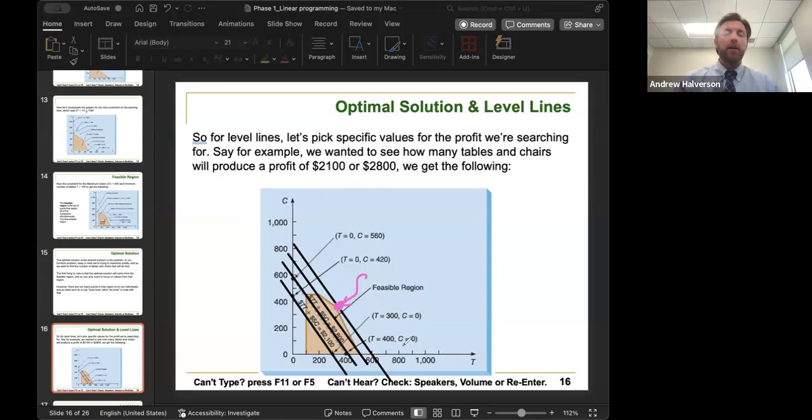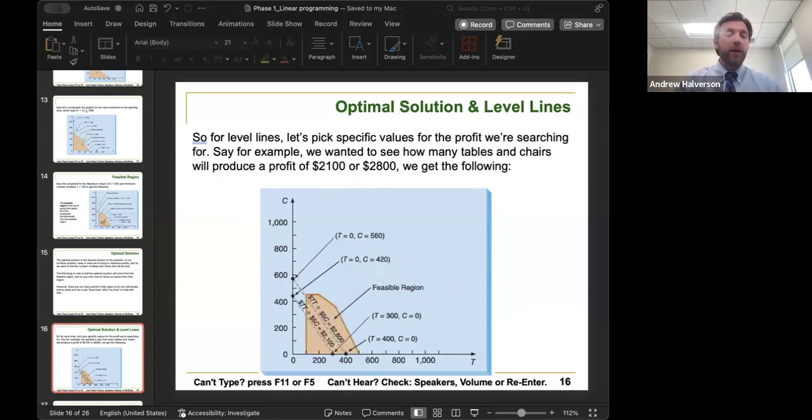That is what we call the optimal corner point solution. Optimal corner point. Optimal meaning optimization. This is where the maximum profit occurs. Okay, this is the last point in the feasible region.